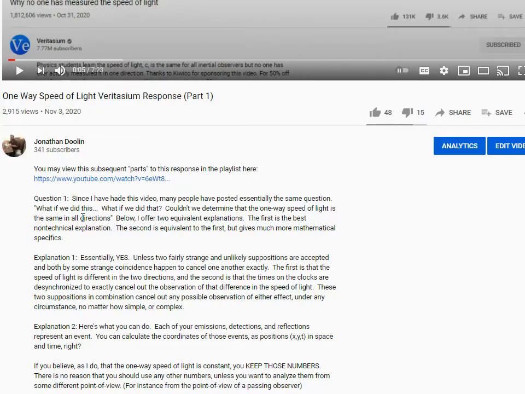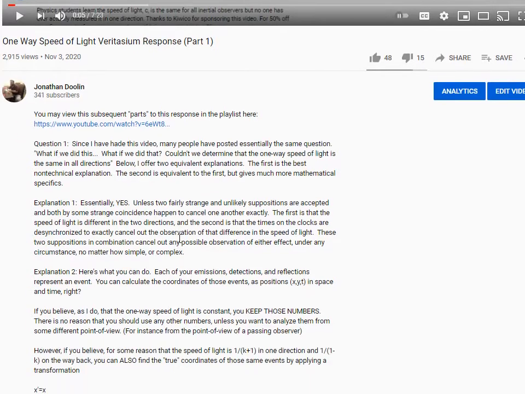And the difficulty is that a whole bunch of people have made comments saying something along the lines of, what if we did this? What if we did that? Couldn't we determine the one-way speed of light was the same in all directions? But I haven't been able to explain this very well, but I was working on yet another explanation. And it occurred to me that I really need to make a video to kind of show this.